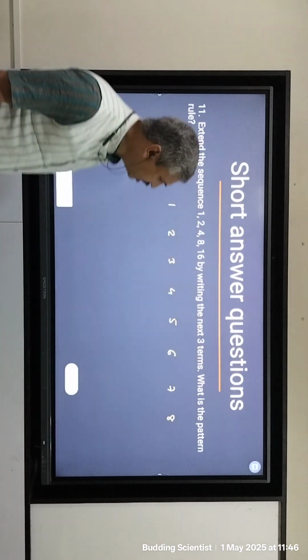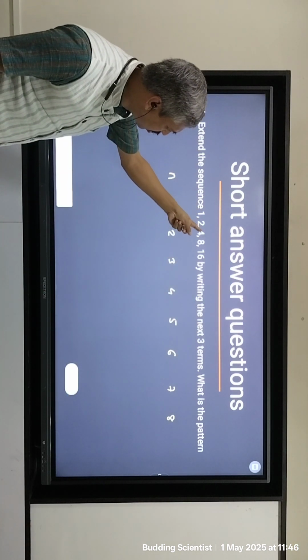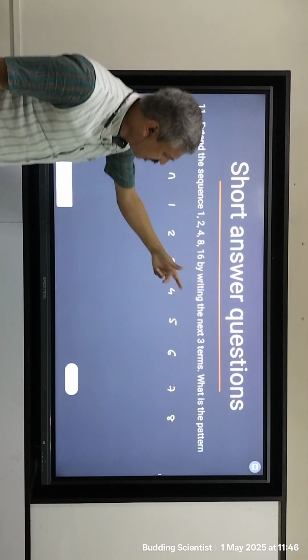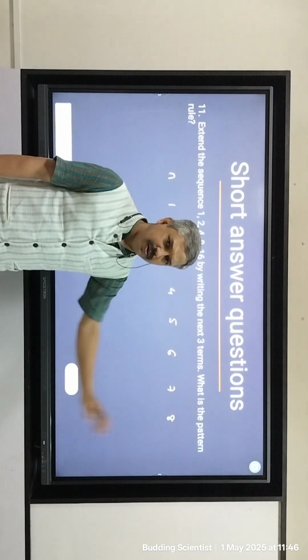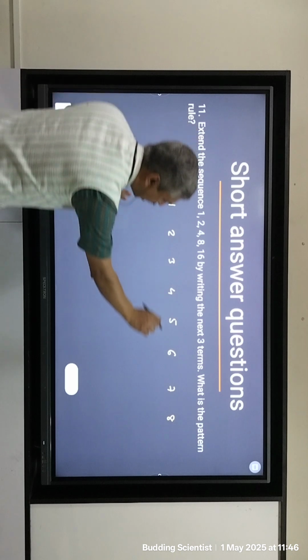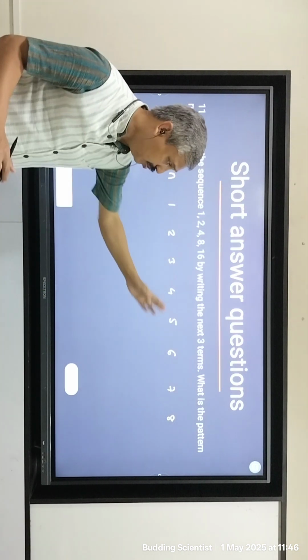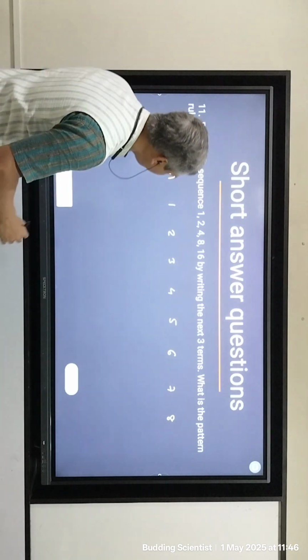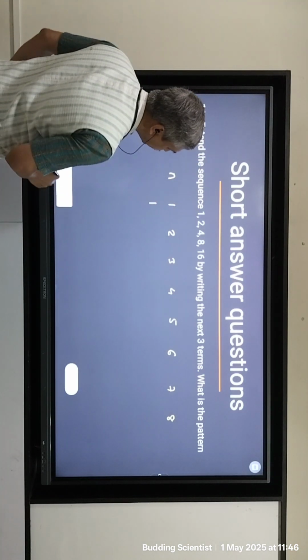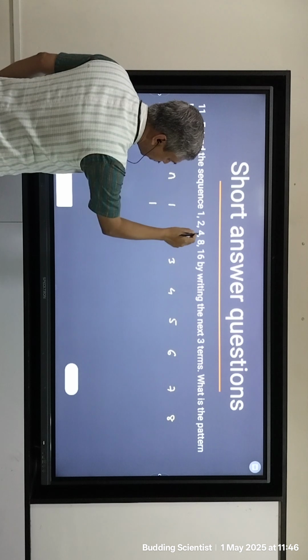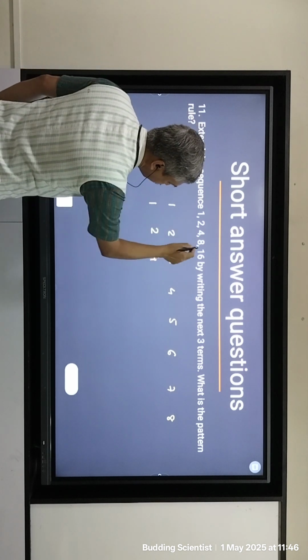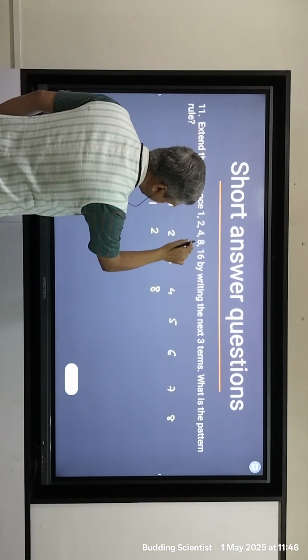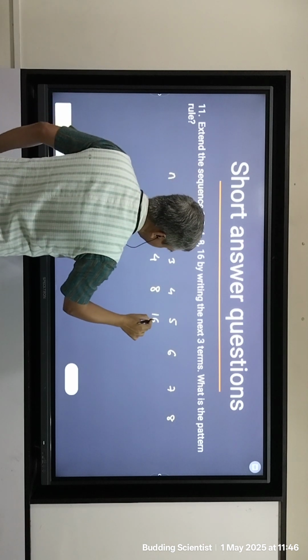What is the logic behind this? How many numbers are there? 1, 2, 3, 4, 5 and then 3 next terms 6, 7, 8. This is only the count. There is nothing else. First number, second number, third number, fourth number, fifth number and so on. So we'll write the numbers. First number is 1. Second number is 2. Third number is 4. Fourth number is 8. Fifth number is 16.